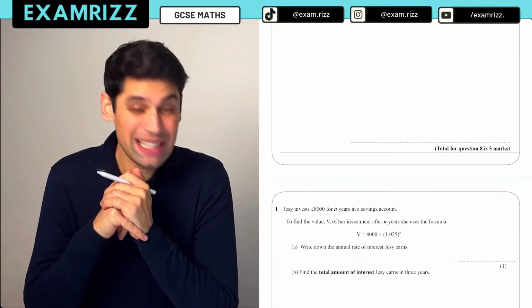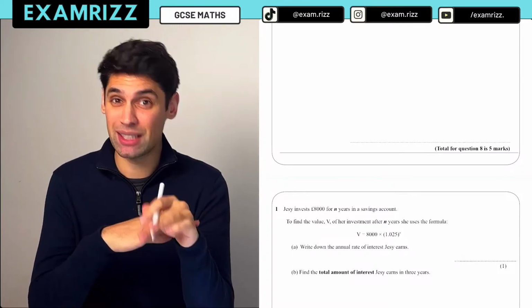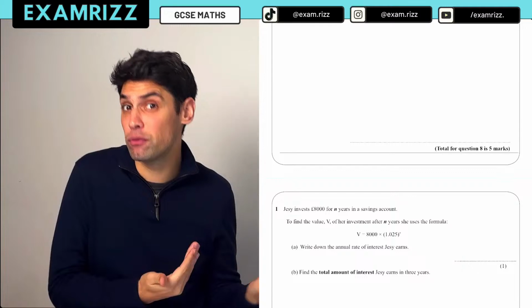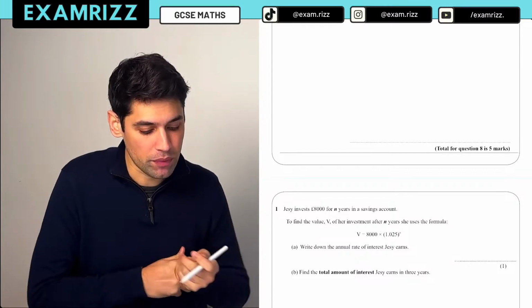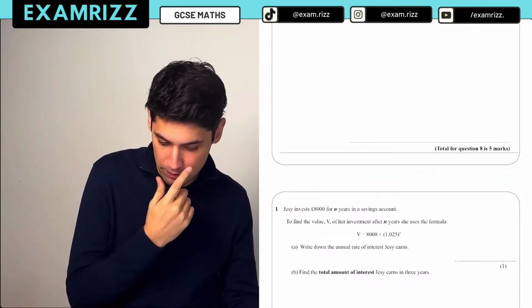Now, this may be a relatively simple topic, but there's a reason why I want to spend some time doing it. It's because it's going to lead us to a more complex topic of reverse percentages afterwards. So it's really, really important we understand the formula for compound interest.